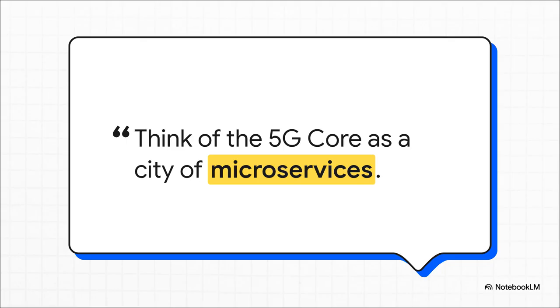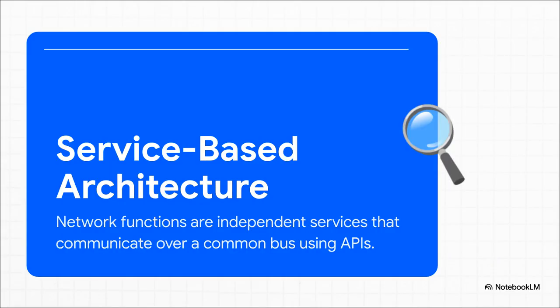It's not one giant clunky thing. Instead, it's a bunch of small, specialized, independent services that are all talking to each other to get things done. This city is built on something called a service-based architecture, or SBA. You see that blue line running across the top of the diagram? You can basically think of that as a communication bus. All these different network functions are just using modern APIs to talk to each other over that bus.